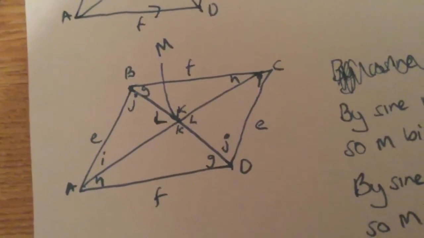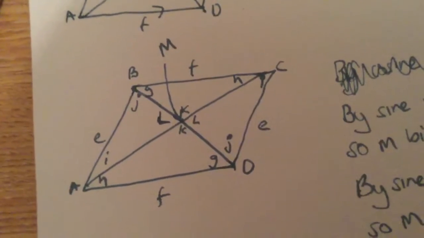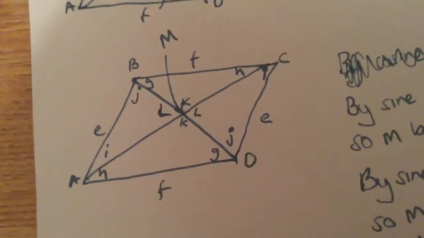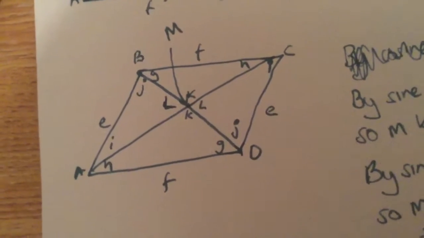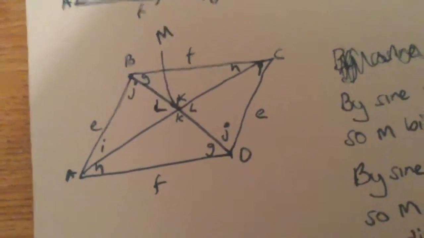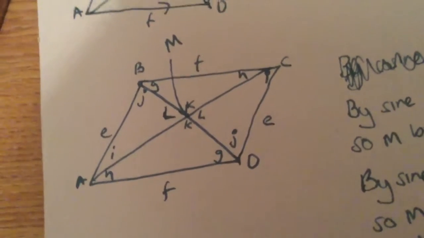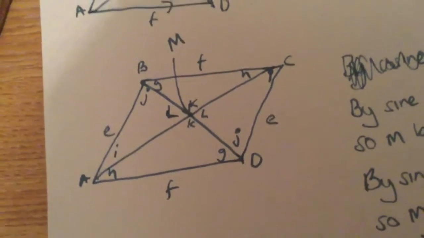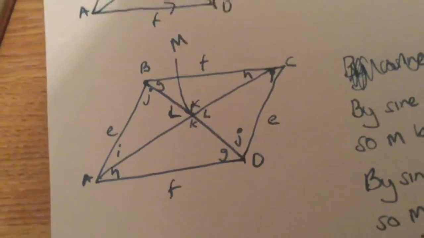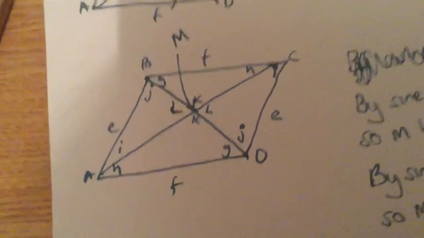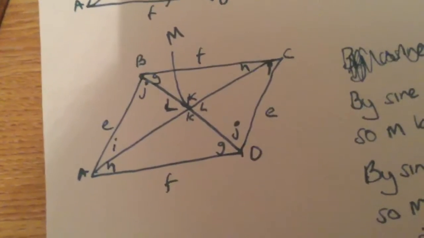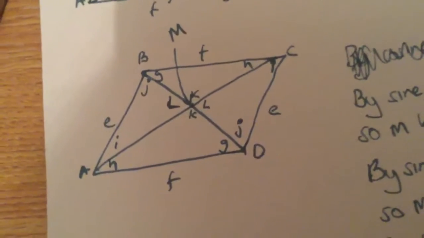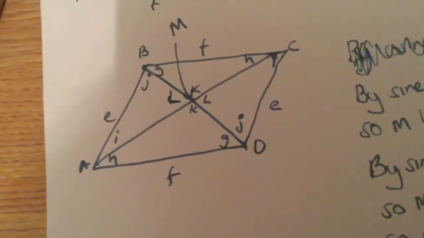If you look at ADM, we've got AM over sine G is the same as F over sine K, sine rule. If we do the same thing with BMC, we'll get MC, or CM, over sine G is the same as F over sine K. Now, you might have noticed that both of those statements are exactly the same. So that means both times you're going to get exactly the same answer. So AM is the same as CM, or AM is the same as MC, however you want to say that.